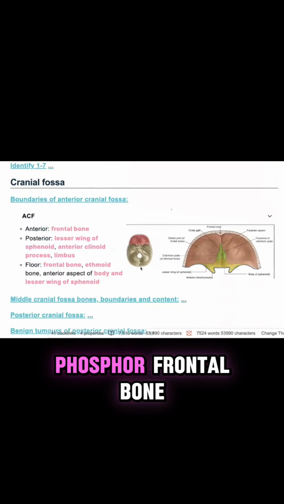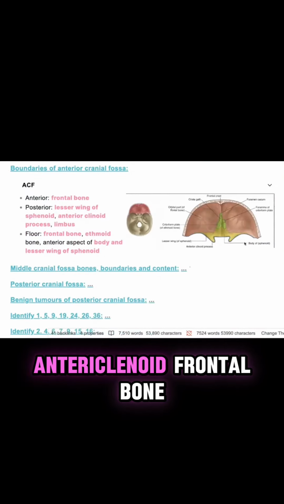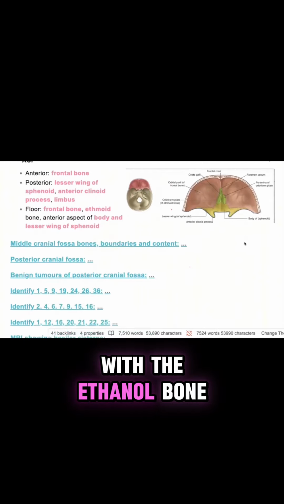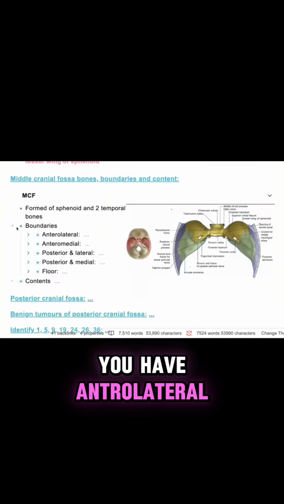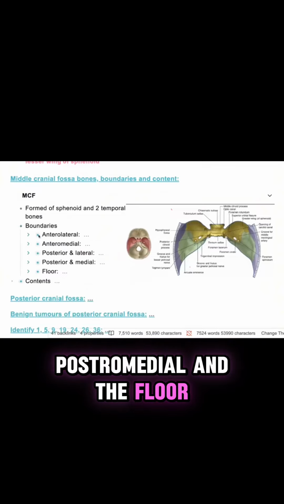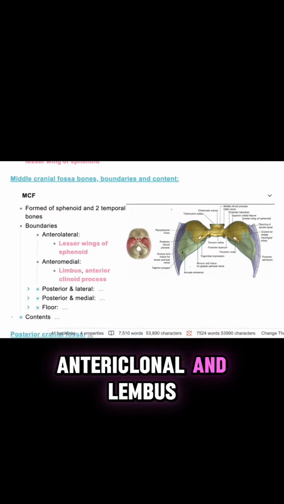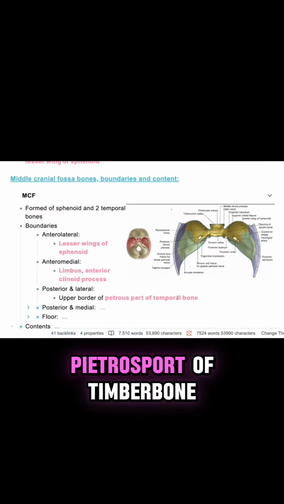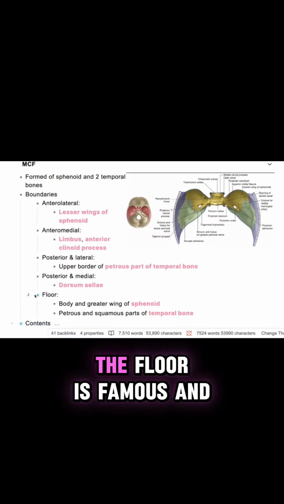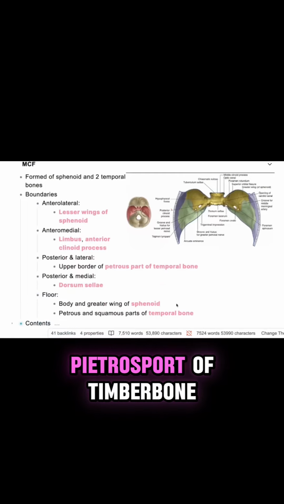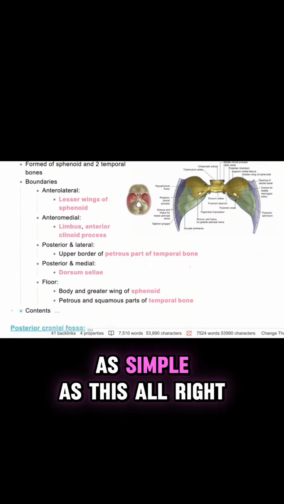Boundaries of anterior cranial fossa: frontal bone, lesser wing of the sphenoid, anterior clinoid, frontal bone of the floor with the ethmoid bone, cribriform plate. Middle cranial fossa, you have anterolateral, anteromedial, posterolateral, posteromedial, and the floor. Anterolateral, lesser wing of the sphenoid. Anteromedial, anterior clinoid and limbus. Posterolateral, petrous part of temporal bone. Posteromedial, your dorsum sella. The floor is squamous and petrous part of temporal bone and the greater wing of the sphenoid. As simple as this.